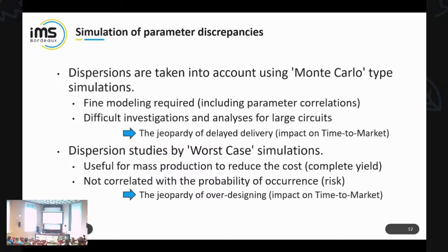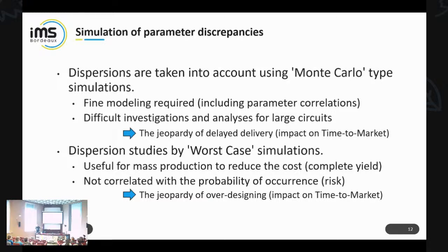On the other hand, that's why most of the time the industry prefers working on worst case simulation. You have slow, fast, and in between, the typical. It's useful for mass production because if it works on slow and fast, you are sure that every circuit will work. Not only 99%, all of them, theoretically. So it's good, the yield will be complete. But on the other hand, this kind of simulation does not take into account the correlation or the probability of occurrence. For instance, you may be spending 1 week trying to resolve a problem that will arrive once in every thousand chips.